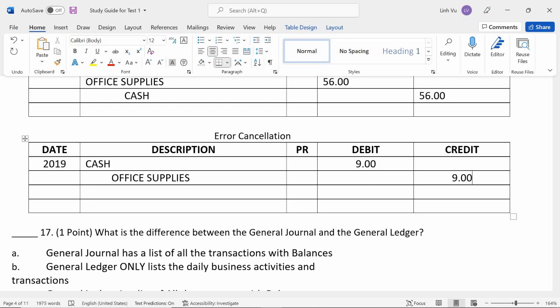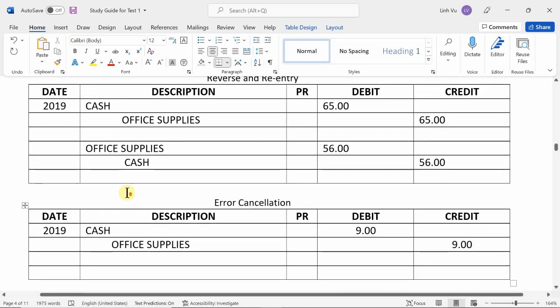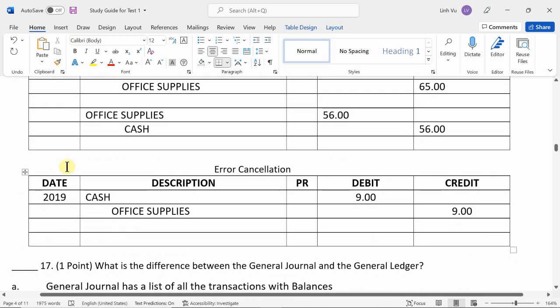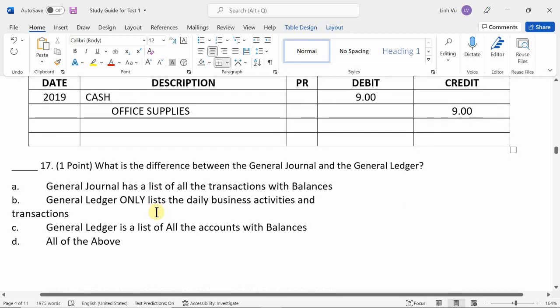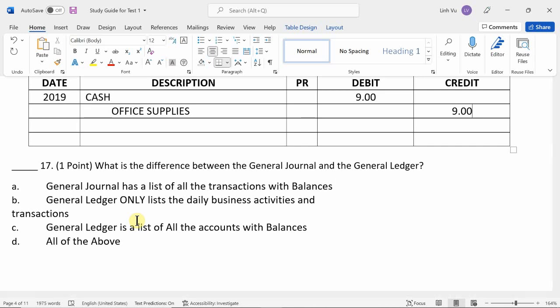In this case, I have to ask myself the question: which account do I have more of, or which account am I under? I have too much cash, which means I need to put it back. And I have too much office supplies, so I need to put it back. All right, number 17. What is the difference between the general journal and the general ledger?